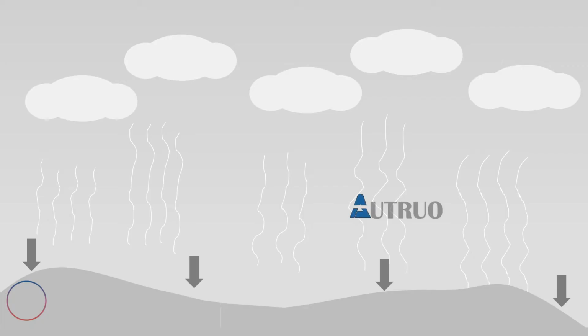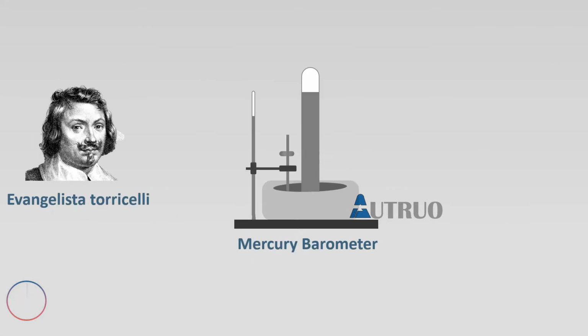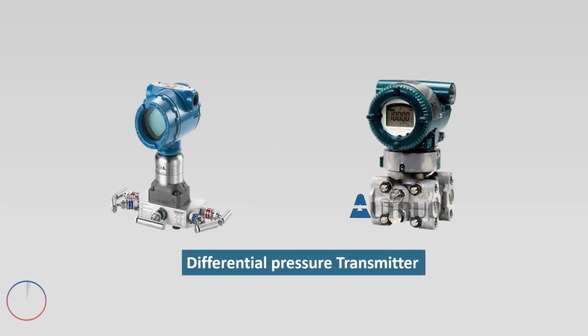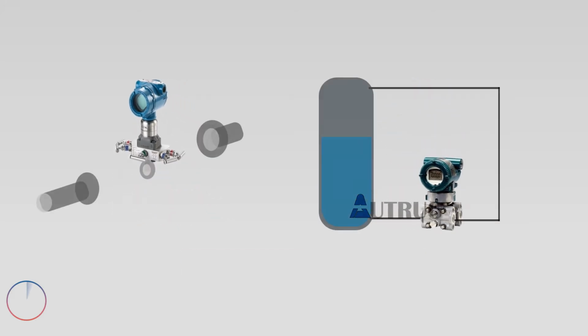In the previous series, we looked at how pressures are formed in relation to the atmosphere. Also, the work of Evangelista Torricelli, the Italian physicist and mathematician, was discussed in relation to pressure using a barometer. We finished off with, what is a differential pressure transmitter? In this series, we will be looking at how differential pressure transmitters are used to measure flow and levels.